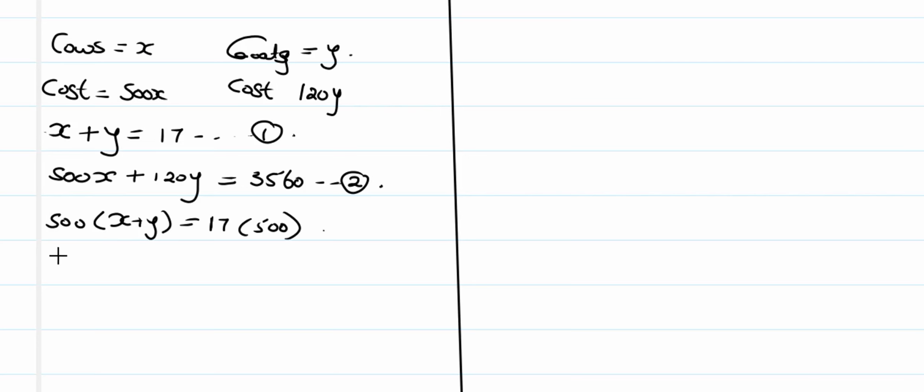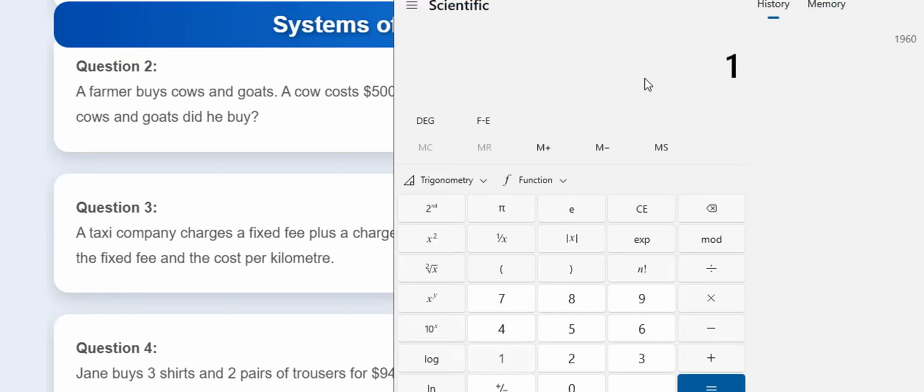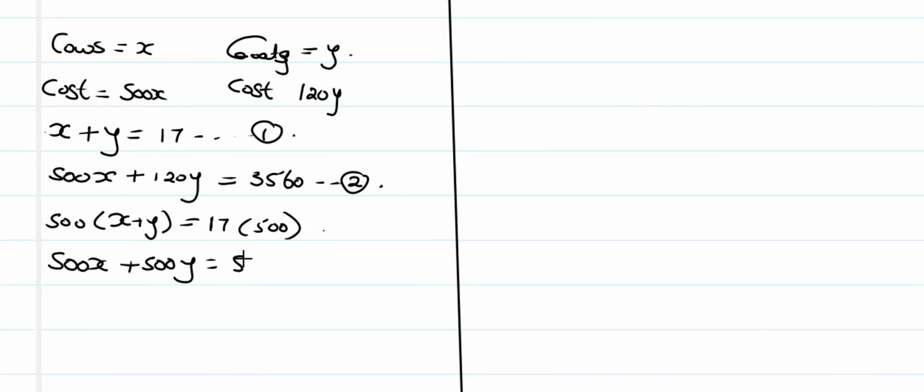So when I open brackets here, now it will be 500x plus 500y is equal to 17 multiplied by 500. We can just use our calculator. So it's 17 multiplied by 500, which is 8500. So now this becomes again our first equation, but now multiplied by 500. So now we have this 500x plus 500y is equal to 8500, like that.